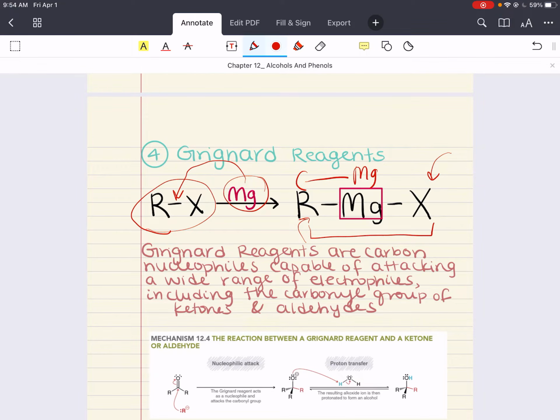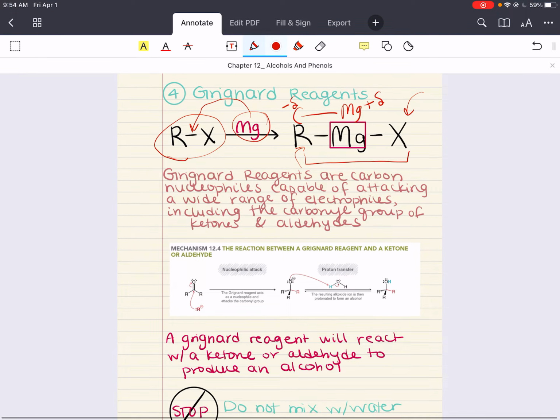carbon-magnesium bond. Carbon is more electronegative than magnesium, so the carbon is going to withdraw electron density from magnesium via induction, which gives it a partial negative charge and the magnesium a partial positive charge. In fact, the difference in electronegativity between carbon and magnesium is so large that you can treat this bond as an ionic bond. Now, Grignard reagents are carbon nucleophiles, and they're going to be capable of attacking a wide range of electrophiles, including the carbonyl group of ketones or aldehydes.